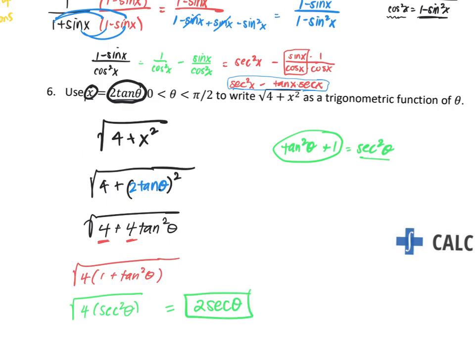Okay? So I think the hardest part is maybe just the beginning, just plug in 2 tangent theta for x, make sure to square it if x is squared, and you can simplify from there.